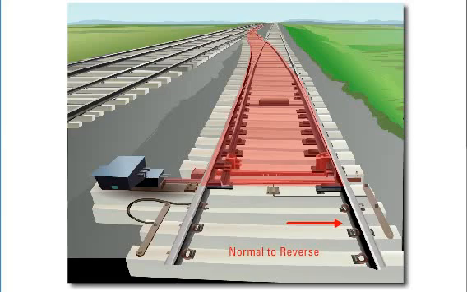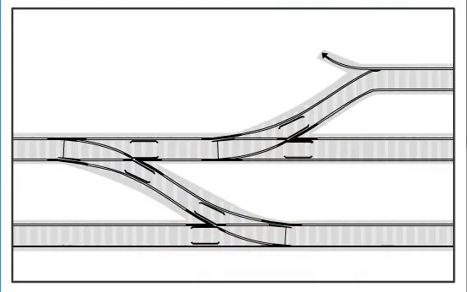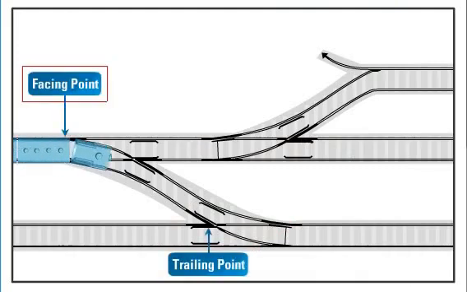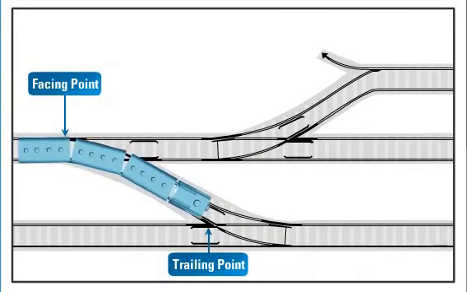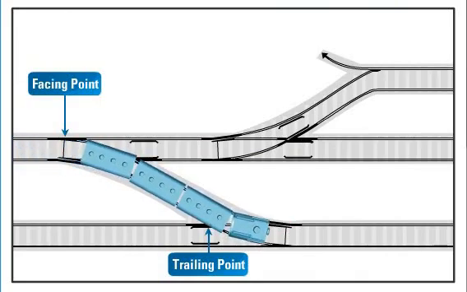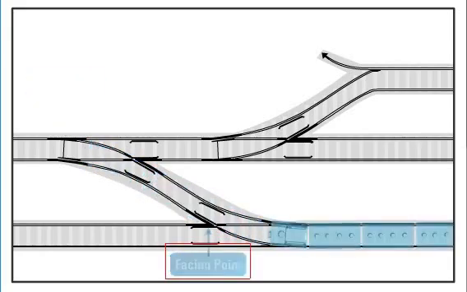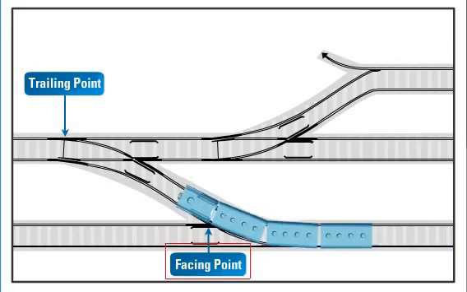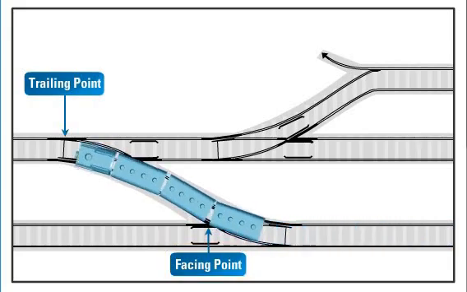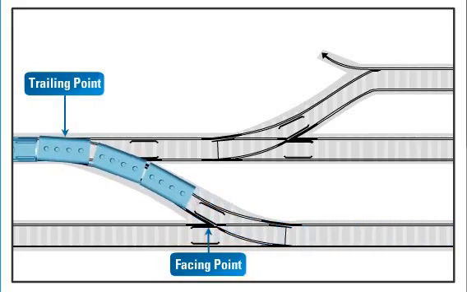Trailing point. Points are facing or trailing in accordance with the direction of train or vehicle movement over them. Points are said to be facing when their operation allows a train to be diverted from the line on which it is running.